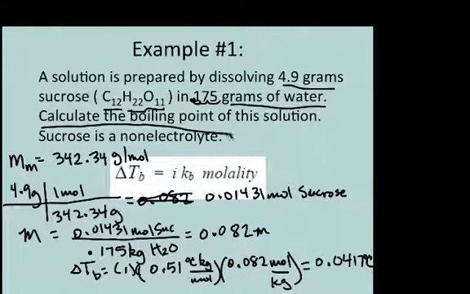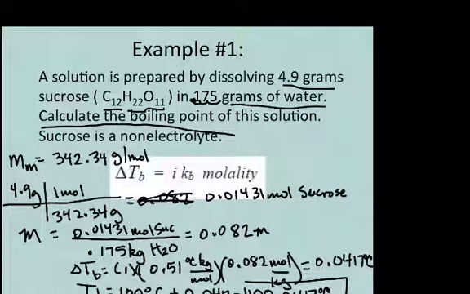So, did I answer the question? It asks us to calculate the boiling point of this solution. I have not yet answered the question. My new boiling point is going to be the regular boiling point of water plus my elevated temperature. The new change here is 0.0417. So we add those together for a new boiling point of 100.0417 degrees Celsius. Now I have answered the question they asked. So put a box around your answer, because you know that's the way I like it.